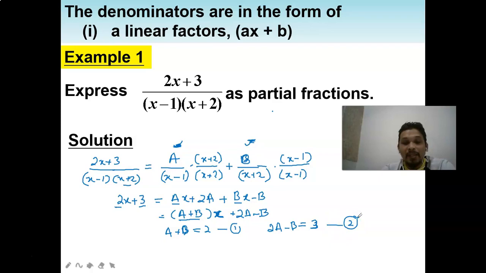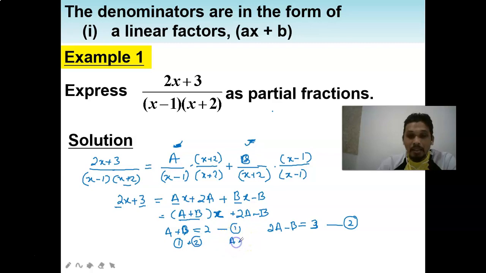Equation 2. Okay, so two equations with two variables. I think that you know what to do next here. Let's say equation 1 plus equation 2.